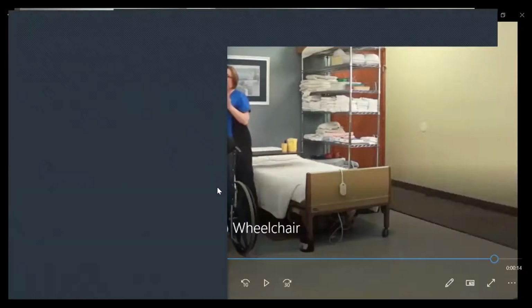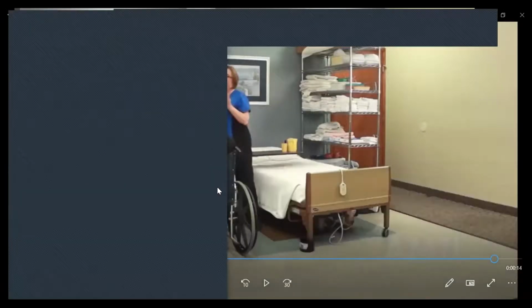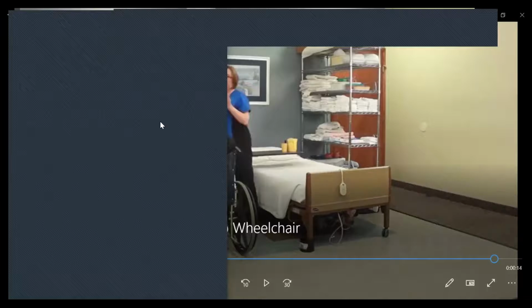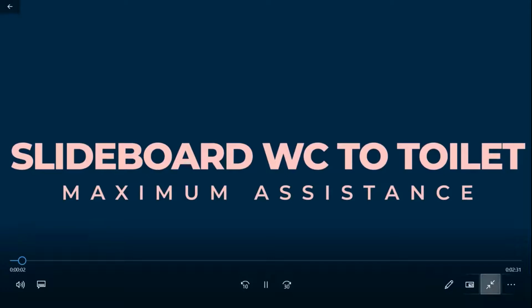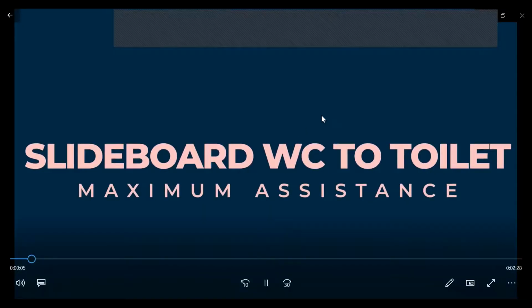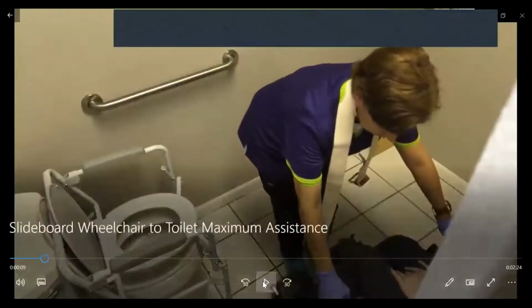Next is how to shift them using a slide board. Can you see the video? Can you see the new video?